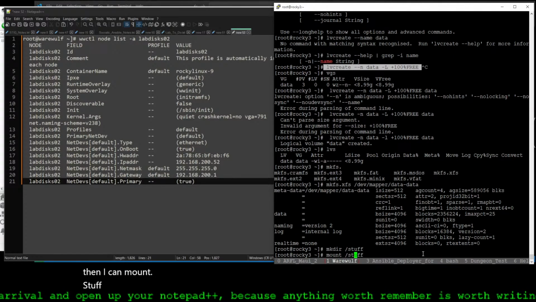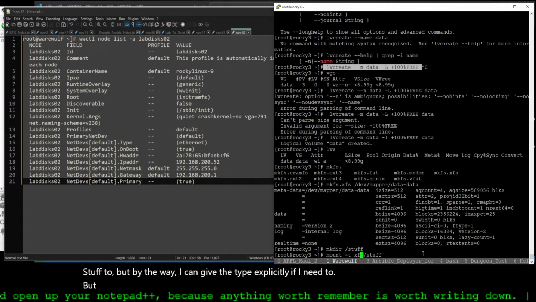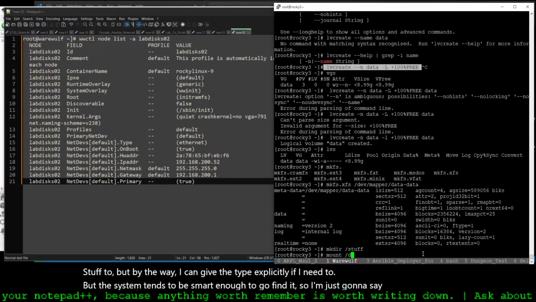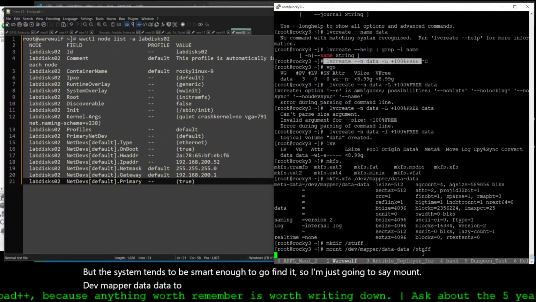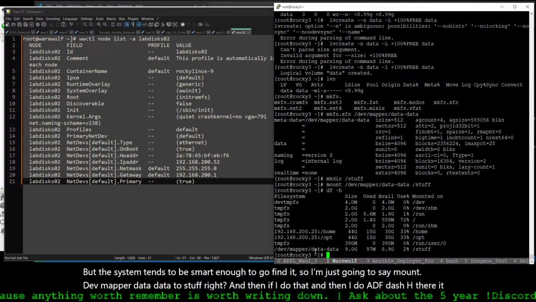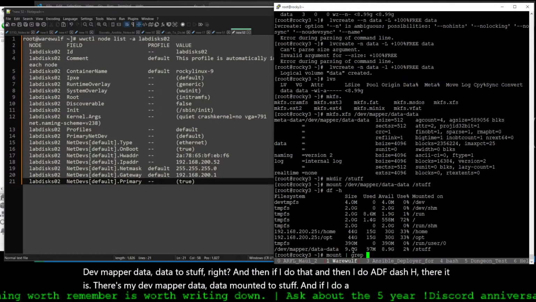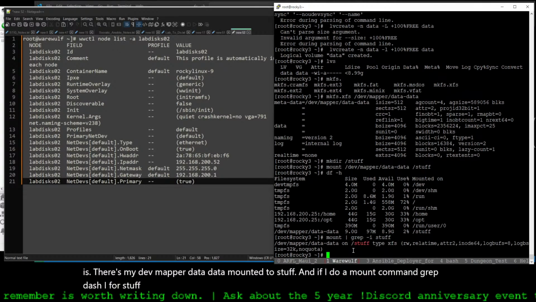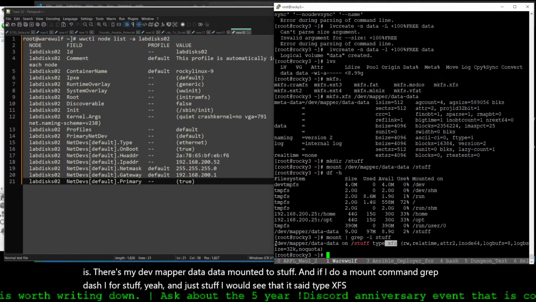By the way, I can give the type explicitly if I need to, but the system tends to be smart enough to go find it. So I'm just going to say mount /dev/mapper/data to stuff, right? And if I do that and then do a df -h, there it is. There's my dev mapper data mounted to stuff. And if I do a mount command, grep -i for stuff, I would see that it's type XFS, mounted on from there, right?